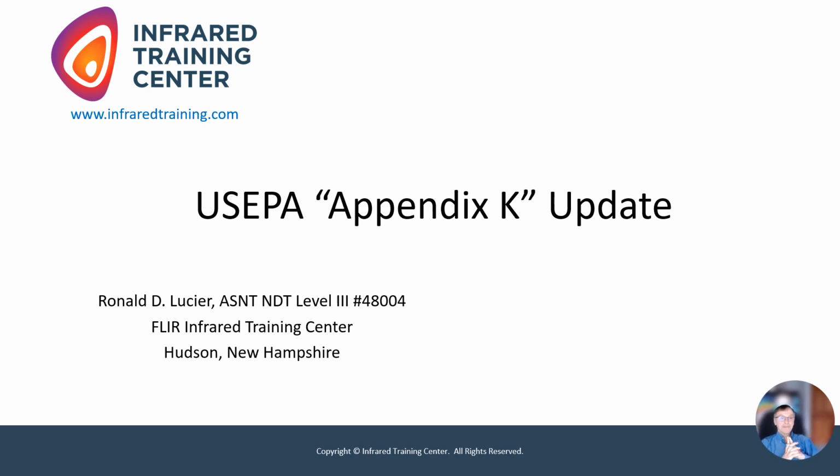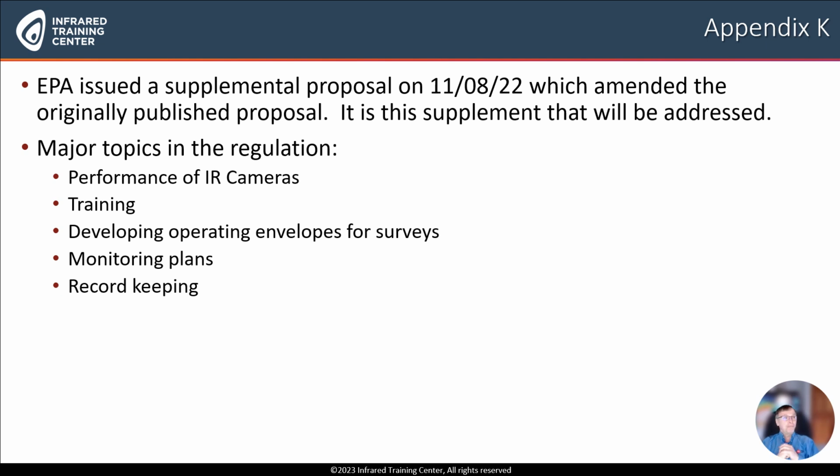And I'm here to talk today about the United States Environmental Protection Agency Appendix K rule, which has been recently issued. What is Appendix K? EPA issued a supplemental proposal on 11/8/22, which amended the originally published proposal. So they had published one during the summer, and they went ahead and readdressed some issues that were brought up in the public comments. Some major topics in the regulation are the performance of infrared cameras, training of personnel, developing operating envelopes of surveys, developing monitoring plans, and of course, record keeping.